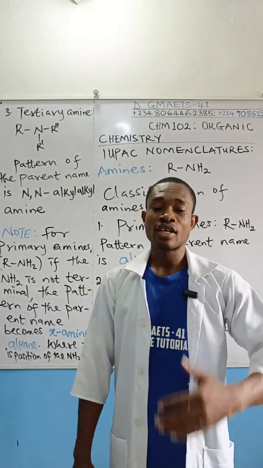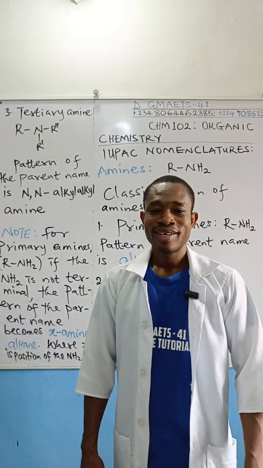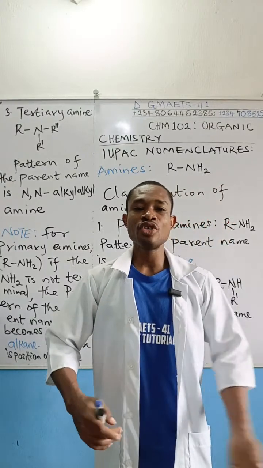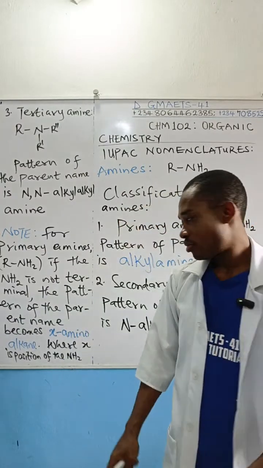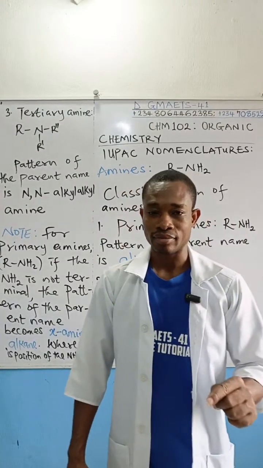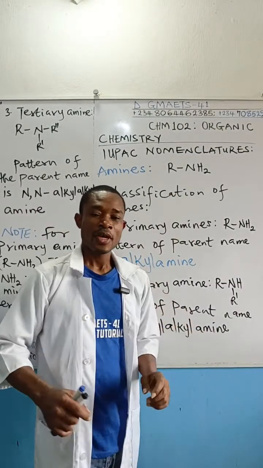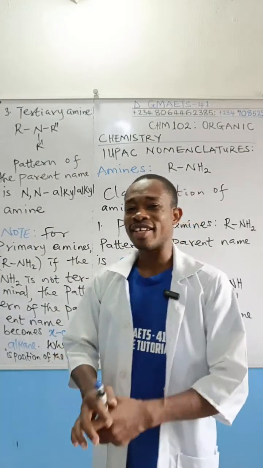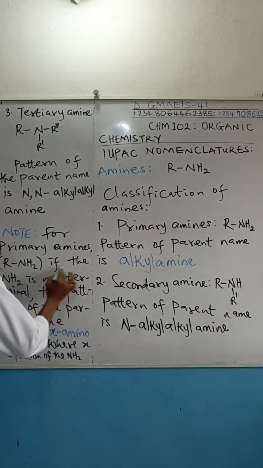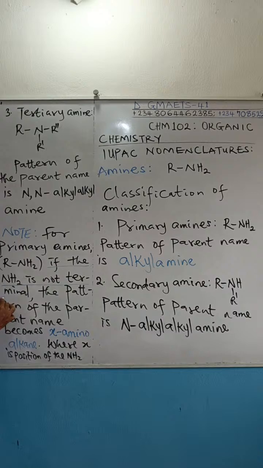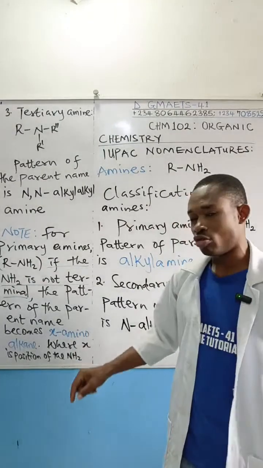So you could have something like 2-amino-butane, 2-amino-propane. You can have something like 4-amino-nonane. So you see, in that case, the NH2 is no longer on carbon number 1. Which means that we follow the pattern alkylamine when the NH2 is a terminal guy. Here it is not terminal. So if NH2 is not terminal, you want to take note of that. That's the condition.